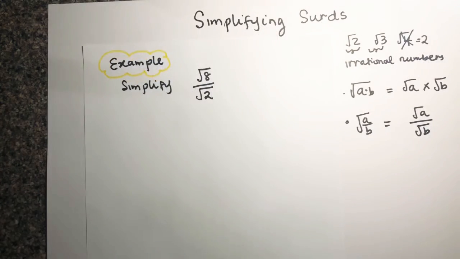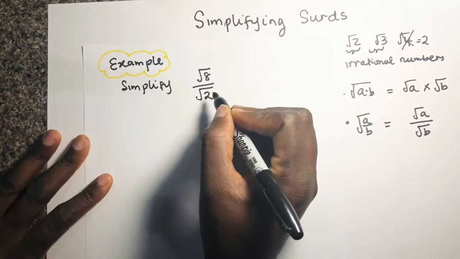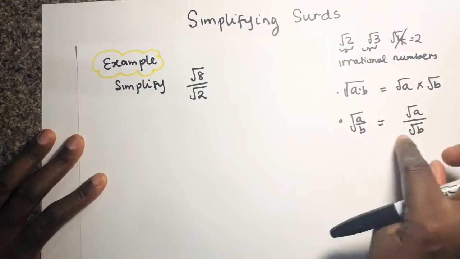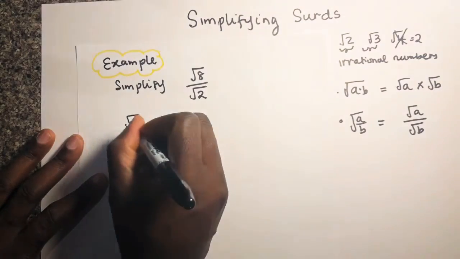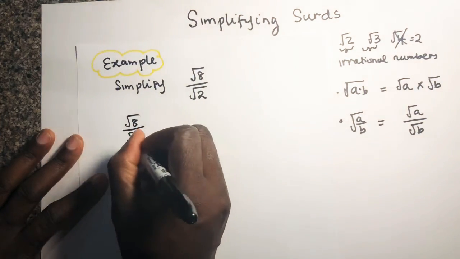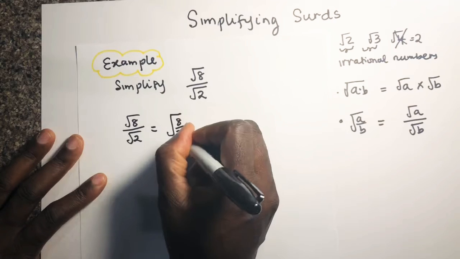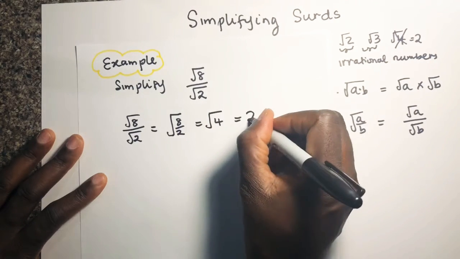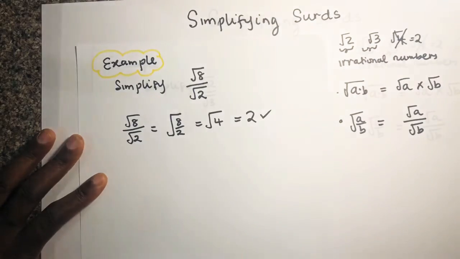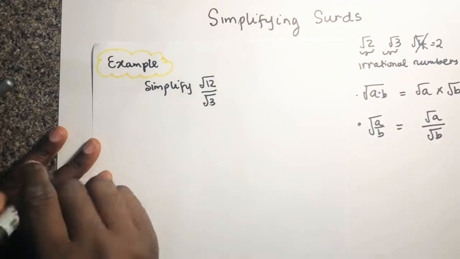This example says simplify the square root of 8 divided by the square root of 2. Remember, we've got the division rule, so let's use the division rule. If we rewrite this as the square root of 8 over the square root of 2 is equal to the square root of 8 divided by 2. This is going to give us the square root of 4, and that's just going to give us 2. Simple, one straight line.